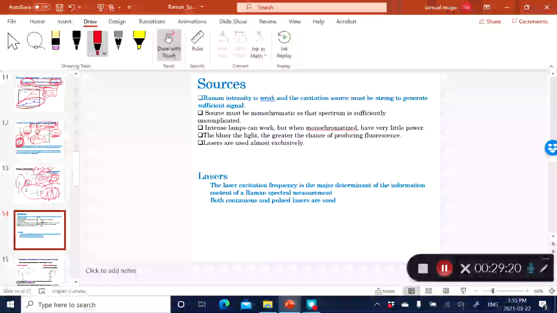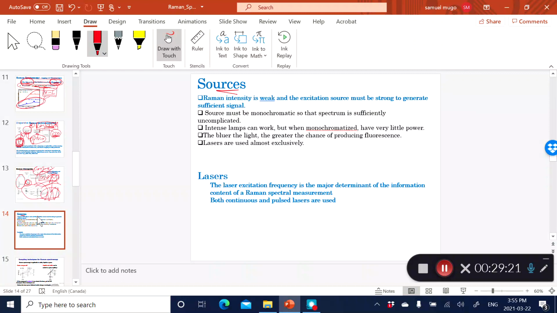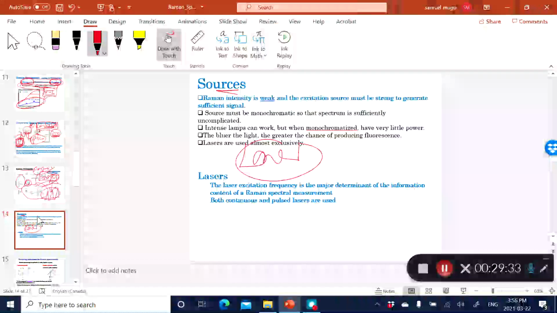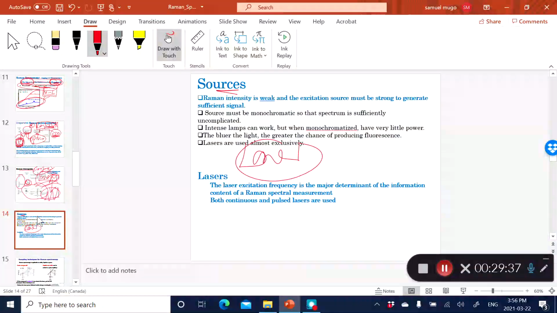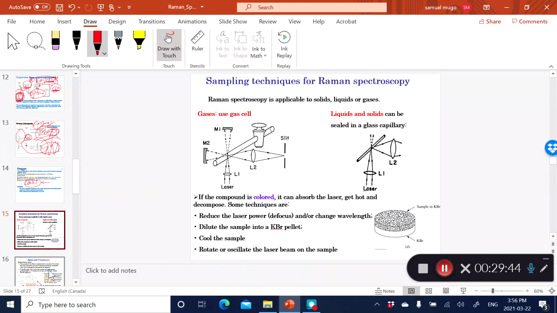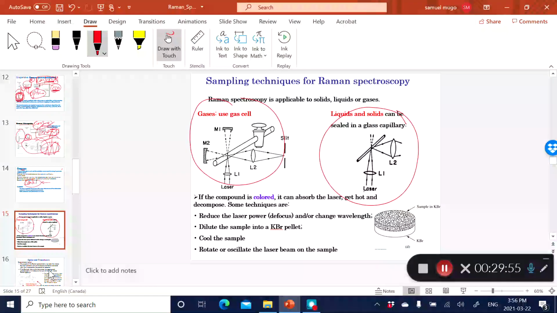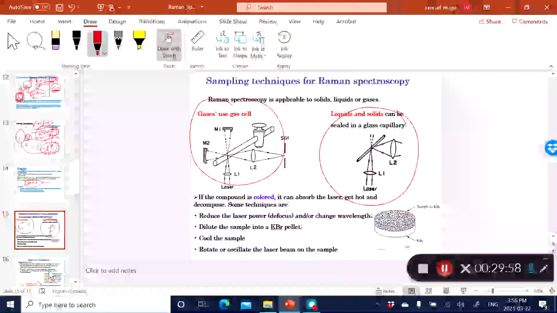So very, very quickly, I think I've already mentioned this, sources. In most cases, you use the laser, for the reasons that I gave, that you want a very energetic beam, so that you can actually get a fairly good signal, or Raman signal, all right? And of course, it also needs to be monochromatic as well. Now, as I mentioned, you can analyze gases, but you can also analyze liquids, and solids as well. So it's a very versatile technique in terms of you don't have to really prepare your sample.